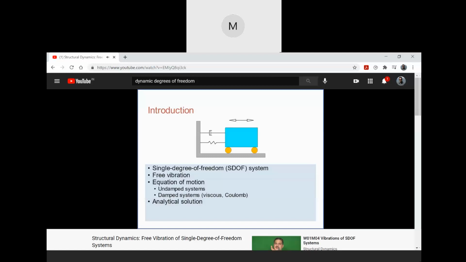By the term solution to the equation of motion, we mean the evaluation of the response of the system at any time instant during its vibration.